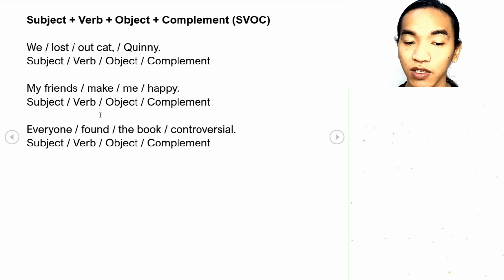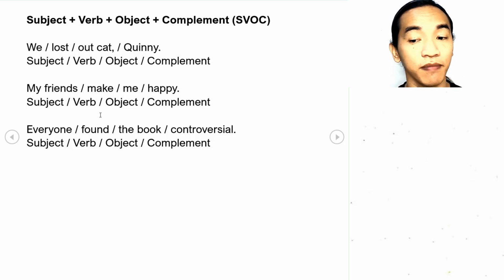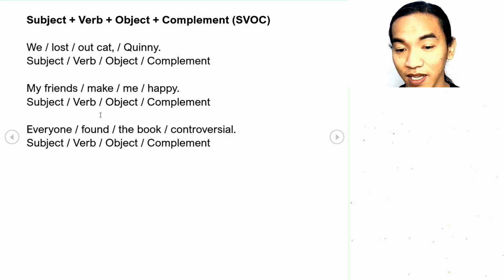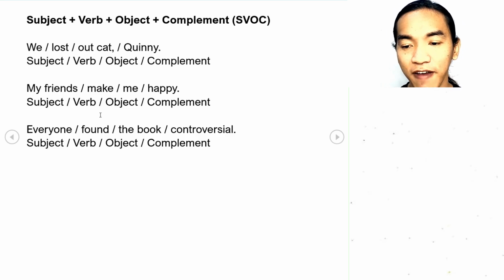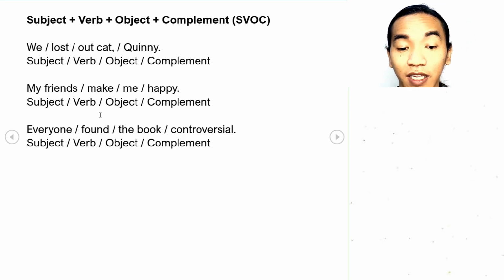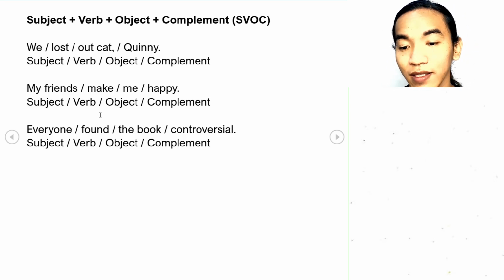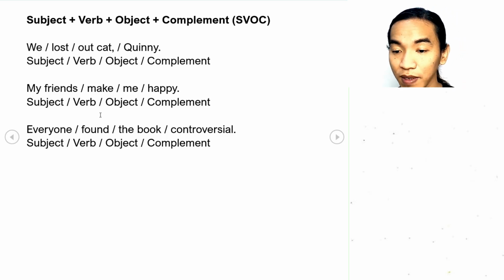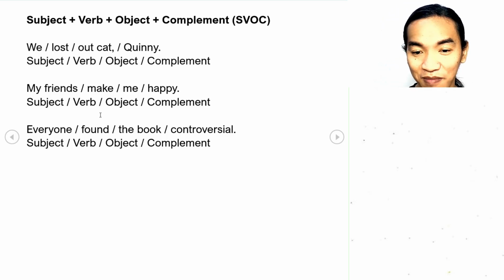Your subject is my friends, verb make, object me, and happy is your complement. Another object complement. Okay? Next one. Everyone found the book controversial. So, subject is everyone, found is your verb, the book is your direct object, our object here, and controversial as an adjective describes the book. So definitely it's your object complement.